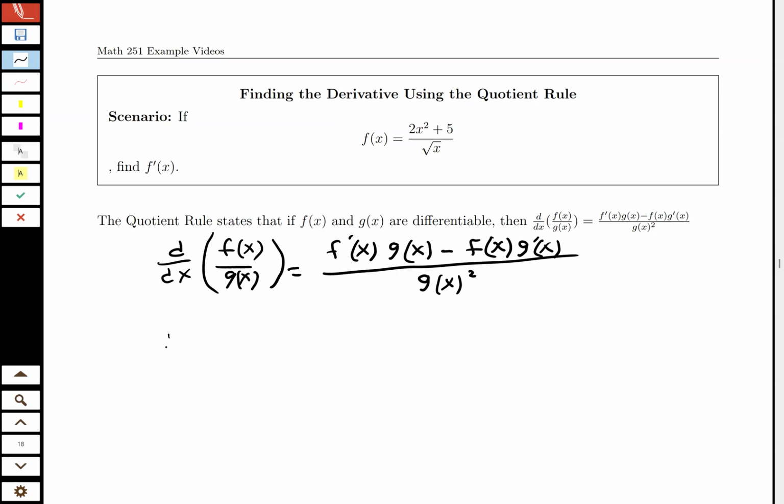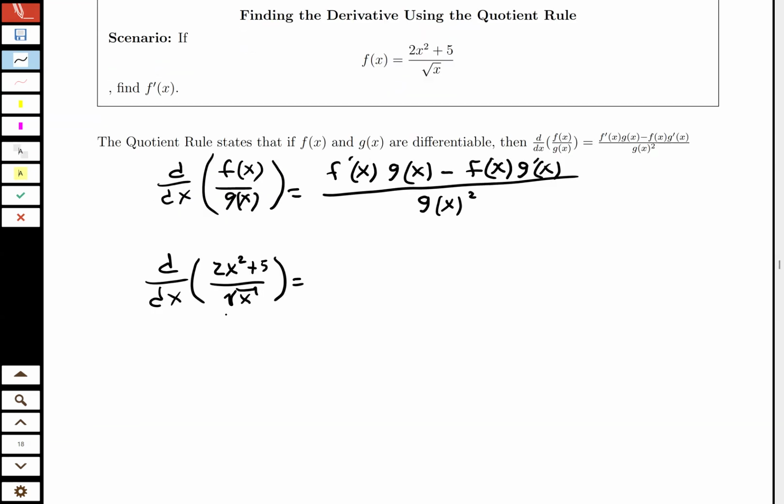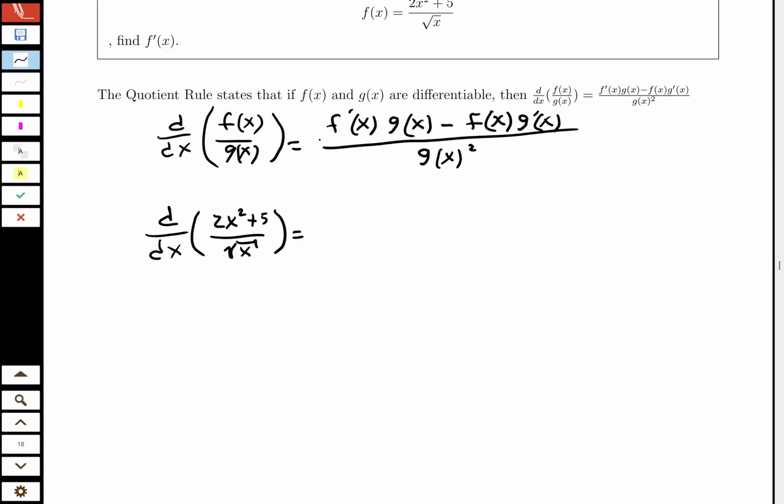For this particular problem, I have 2x squared plus 5 over the square root of x, and I'm trying to find the derivative of this thing. So we're going to start by taking the derivative of the top. So I'll have the derivative of 2x squared plus 5 times g of x. G of x is the square root of x. And I've got f of x. That's my top function, and I'm leaving it alone. 2x squared plus 5. I'm putting these things inside of parentheses so I make sure to distribute properly.